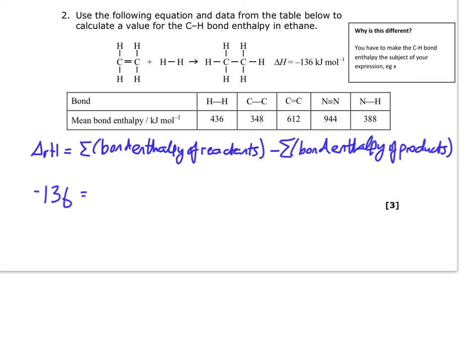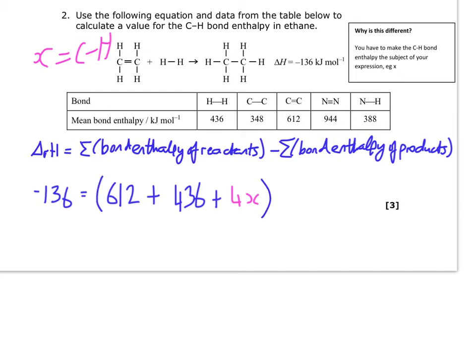We have carbon double bond carbon, we have H single bond H, but we don't, interestingly, I take that back from a couple of seconds ago, we don't have C single bond H. So it leaves us having to apply an algebraic expression, making x our carbon-hydrogen bond. So you can see there's 4 carbon-hydrogen bonds on the left-hand side. You have 1 carbon double bond carbon, which is 612, and you have 1 hydrogen single bond hydrogen, which is 436. So that's the bond enthalpy of our reactants.